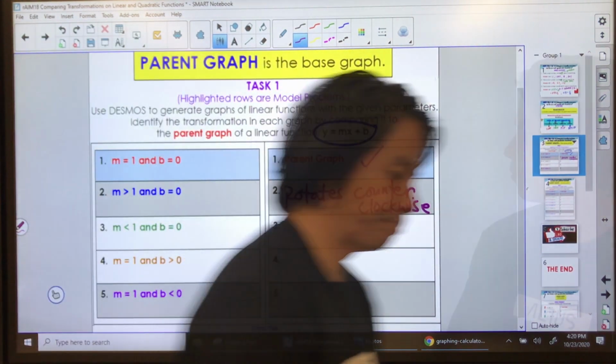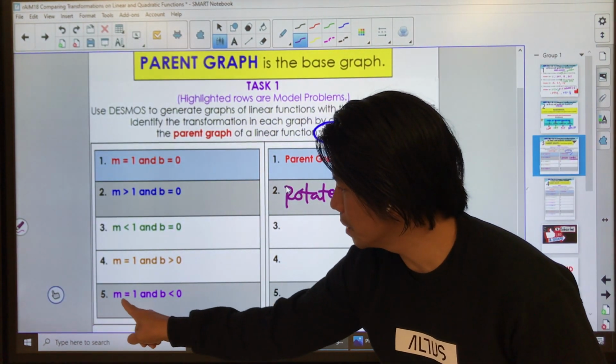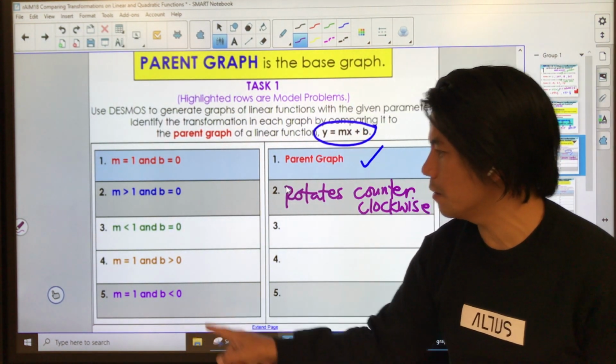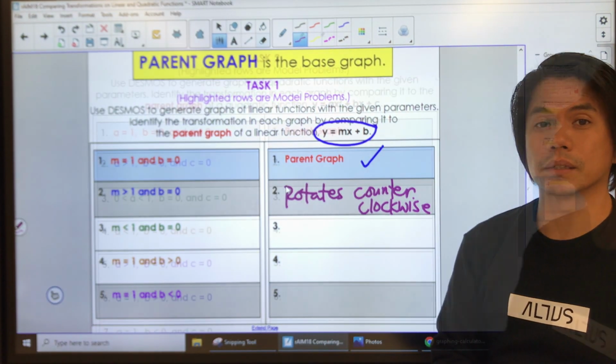Got it? Now it's your turn to practice. Go ahead and complete number 5. M is equal to 1, b is less than 0. Using DESMOS, come back once you're done to check your answer.